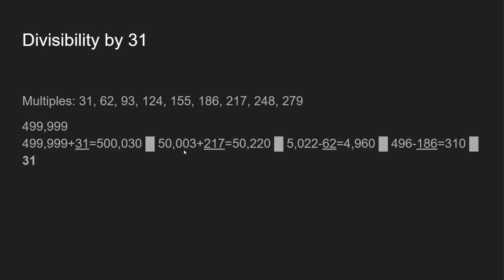And divisibility by 31. This is a good example right here, right? Because we have 499,999. I would have no idea whether or not that's divisible by 31 just by looking at it. But we can add 31. That'll give us this number right here. Add 217, subtract 62, minus 186, 31. Boom.